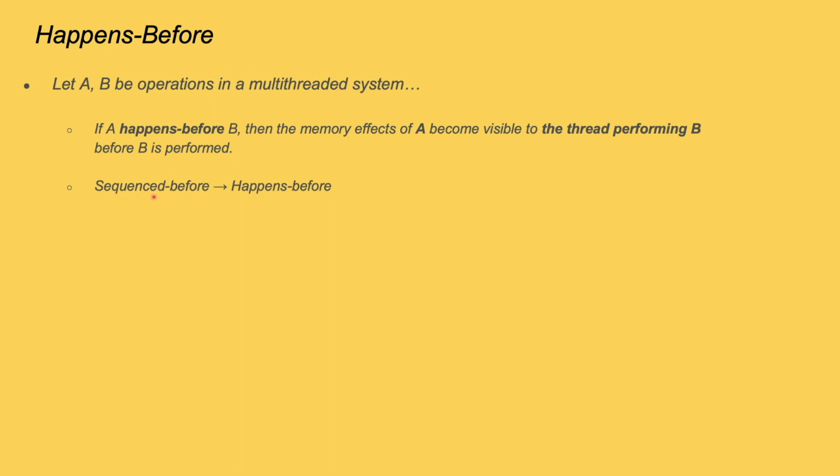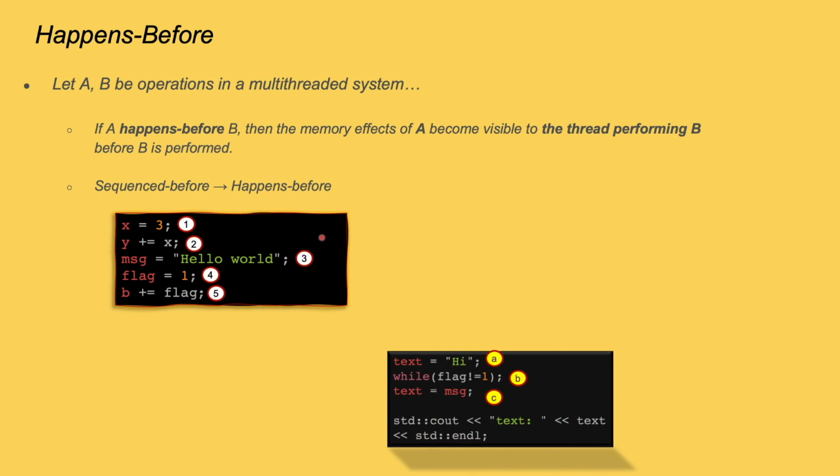And if you have a sequenced before relationship between A and B, that also implies that they are in a happens before relationship. Basically, 1 is sequenced before 2, it's also happens before 2. 2 and 3 are in a happens before relationship, 3 and 4, 4 and 5. And here A is sequenced before B, also happens before B, and so forth.